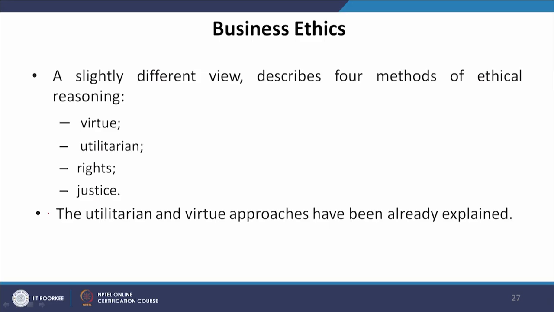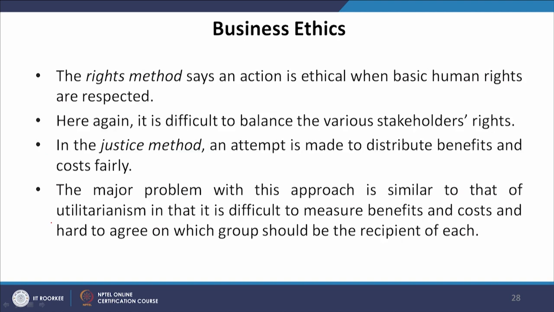A slightly different view describes four methods of ethical reasoning. They are virtue, utilitarian, rights, and justice. The utilitarian and virtue approaches have already been explained. The rights method says an action is ethical when basic human rights are respected. Here again, it is difficult to balance the various stakeholders' rights.